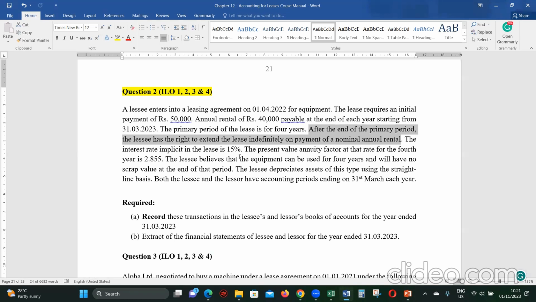substantially risks and rewards will be passed to the lessee. In that case, what happens? Is this an operating lease or finance lease? This will become a finance lease from lessor's side.